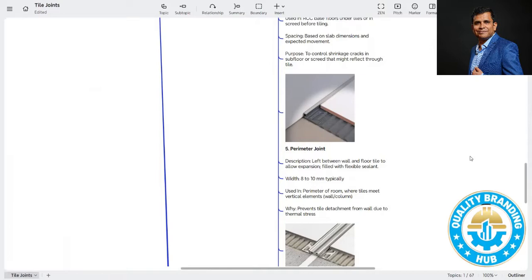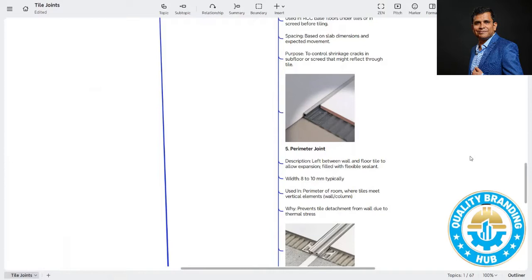Why? Because we are thinking that it is not required, but it is very much important that you should provide the perimeter joint in the tiling work. Typically we are using 8 to 10 mm, but again it is to be decided by the structural designer. So how much the perimeter joint width should be, used in the perimeter of the room where the tiles meet vertical elements, wall or column, and prevents the detachment from the wall due to thermal stress.